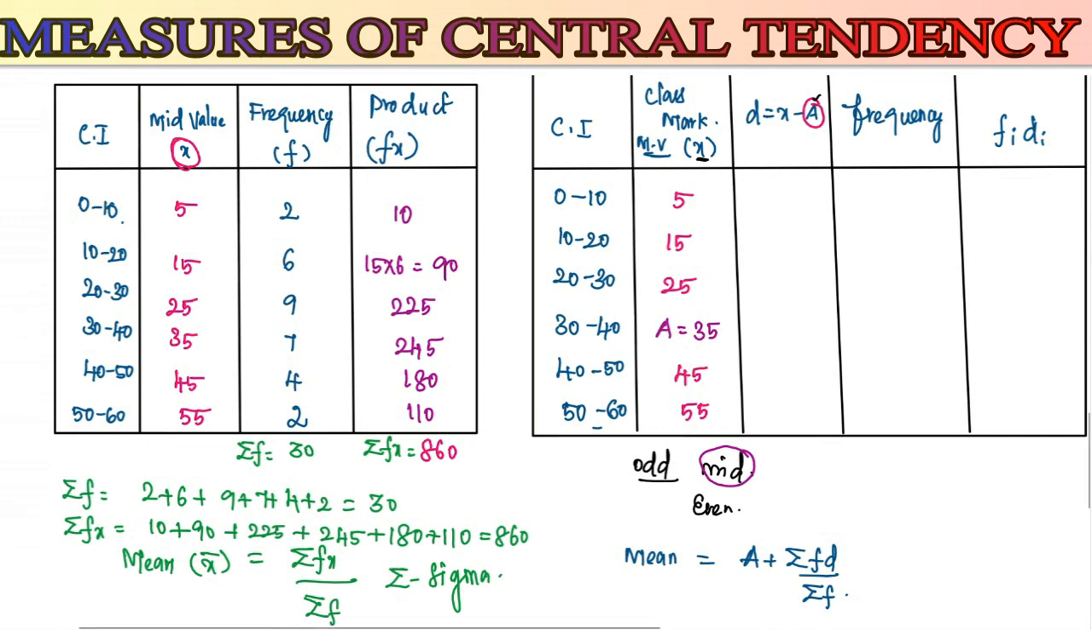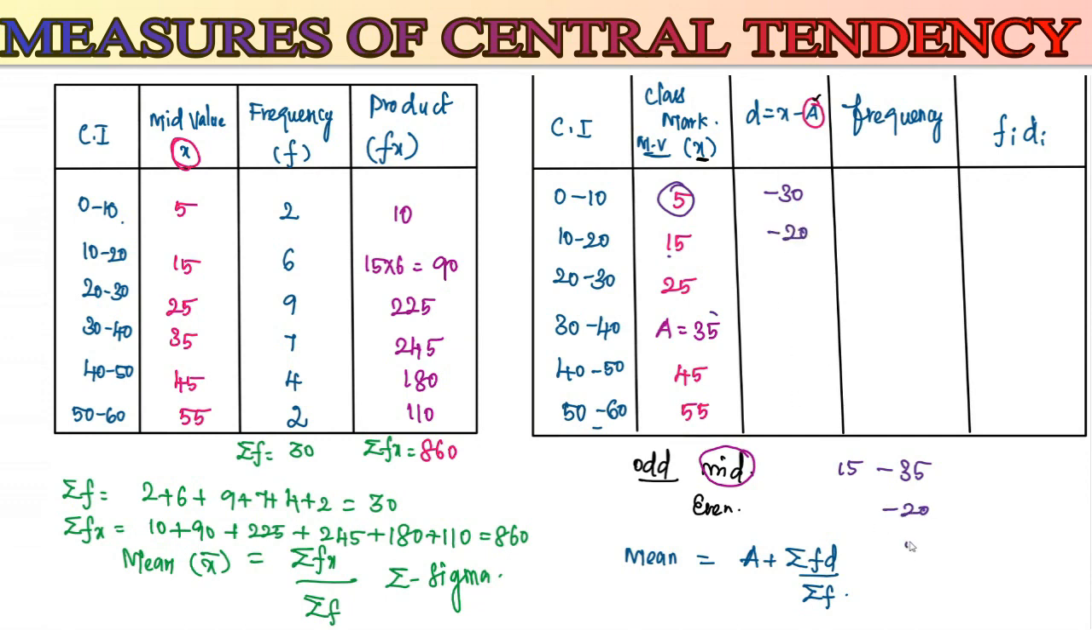Now you need to find D. To find the D value, you take X. The X value is 5, minus the A value 35. So 5 minus 35 is minus 30. So minus 30 is the D value. And the second one is 15 minus 35. So 15 minus 35 you will get minus 20.